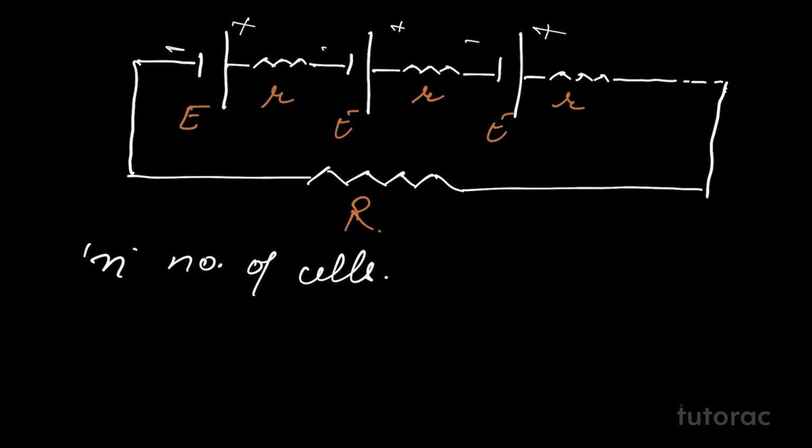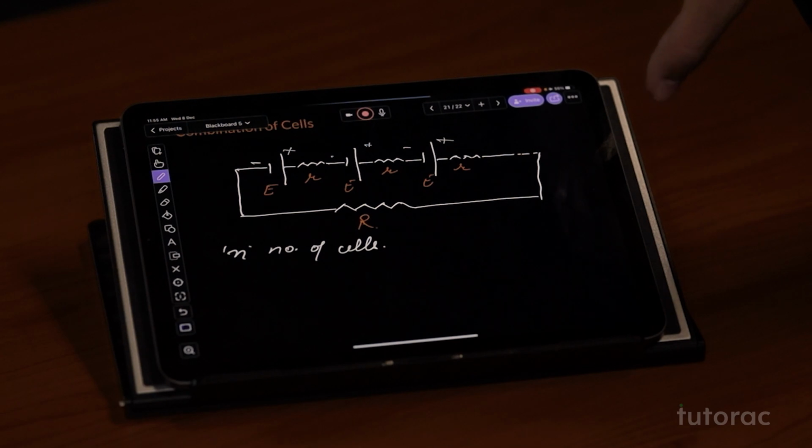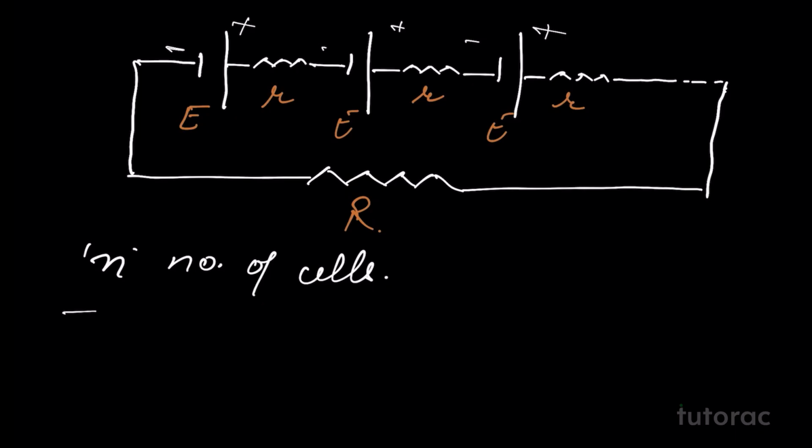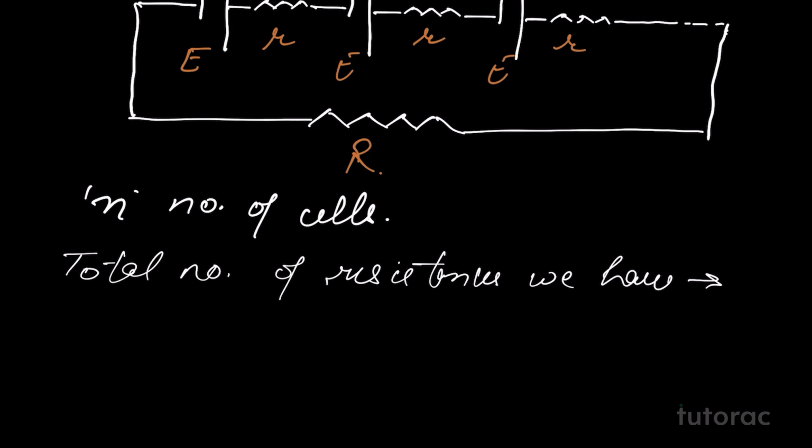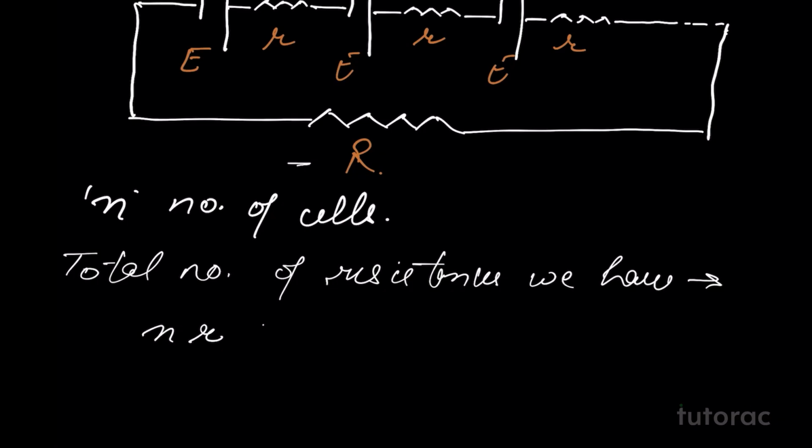Okay. Now, first let's try to calculate the total number of resistances we have here. So actually we have total n resistances, each of small r, and we have one more external resistance. So we have n resistances attached in series. If I combine them all, we get r plus r plus r up to n terms. That's why I have written n r plus one more resistance, capital R, that we have in series to all these resistances. If a current is flowing in it, it will go through each and every resistance without splitting.